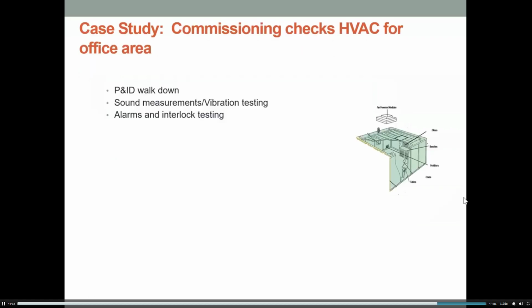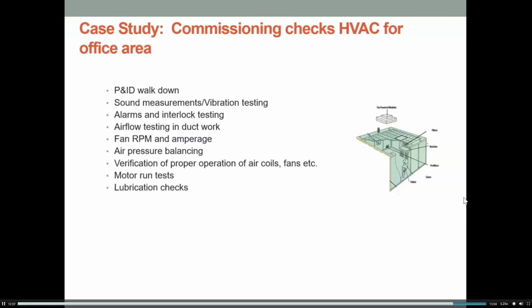So what checks do you think you might do when you're commissioning a HVAC for an office area? So you would do a P&ID walk down. You would check sound measurements and vibration testing to make sure it's not too noisy. You would check the alarms and the interlock testing. You would look at the airflow testing in the ducts, and you would check the fan revs per minute and the amperage that's working in that. You might also look at the air pressure balancing to see what the air handling is like.